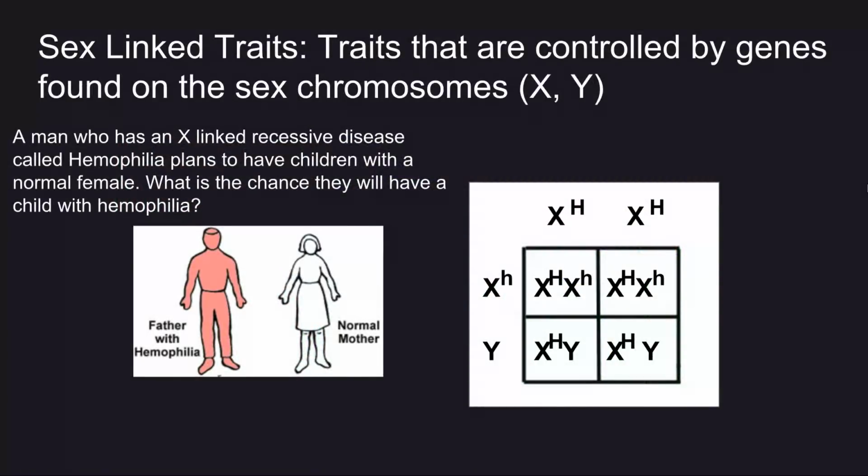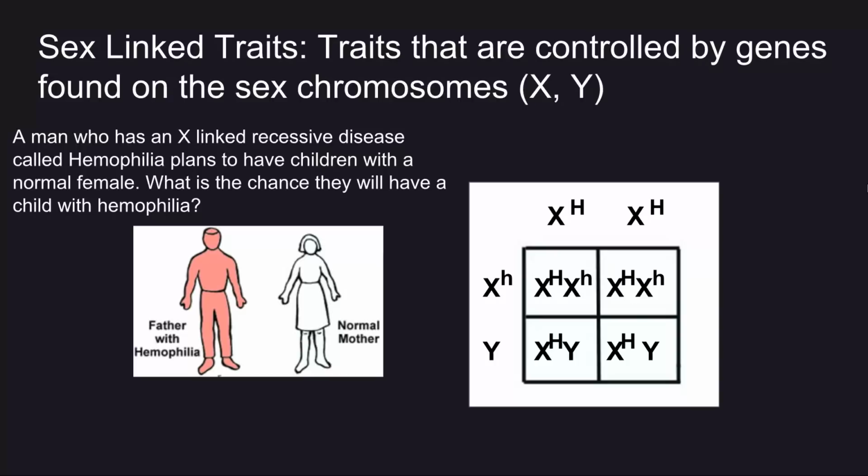Sex-linked traits are traits that are controlled by genes found on the sex chromosomes, so the X and Y chromosome. Females are XX, males are XY. This practice problem says a man who has an X-linked recessive disease called hemophilia plans to have children with a normal female. What is the chance they will have a child with hemophilia?